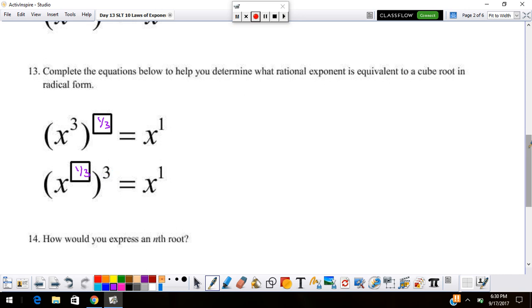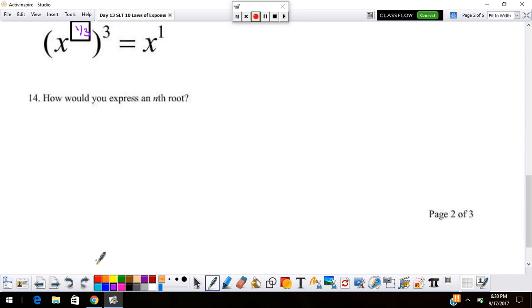So number 14 says, how would you express an nth root? Well, let's make this a little clearer here. If I have the square root of x, that's the same thing. A square root is going to be to the 1/2 power. If I have the cube root of x, that's going to be x to the 1/3 power. If I have the fourth root of x, like what number multiplied 4 times?